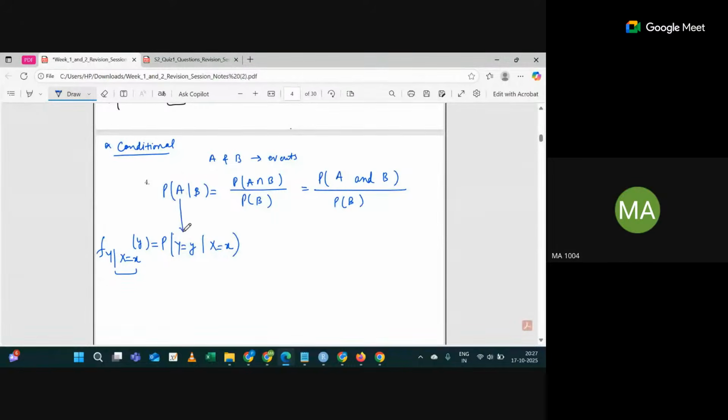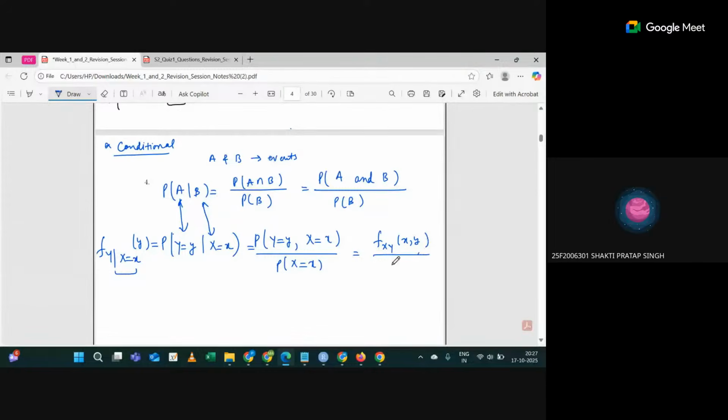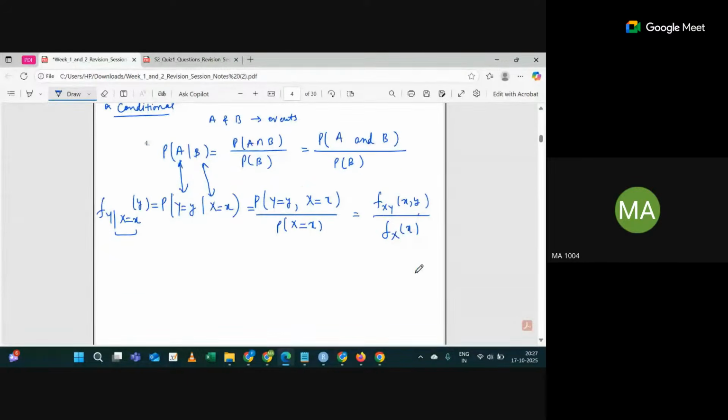Now, you can treat this as A and this as B. So what else can I write? Can I write the probability Y equal to y and X equal to x? You can replace the "and" with a comma and divide by the probability of X equal to x. Any doubt? And what is the numerator part? In general, I can write f_XY of x comma y. And the denominator part, what can I write? f_X of x. Basically, I can write f of Y given X equal to x at y is nothing but f_XY of x comma y divided by f_X of x.